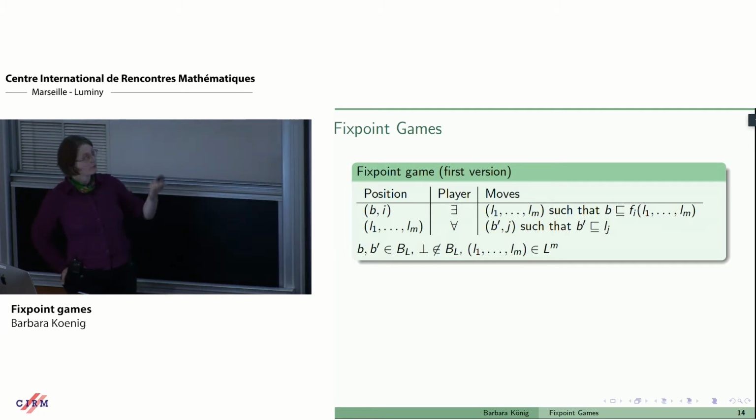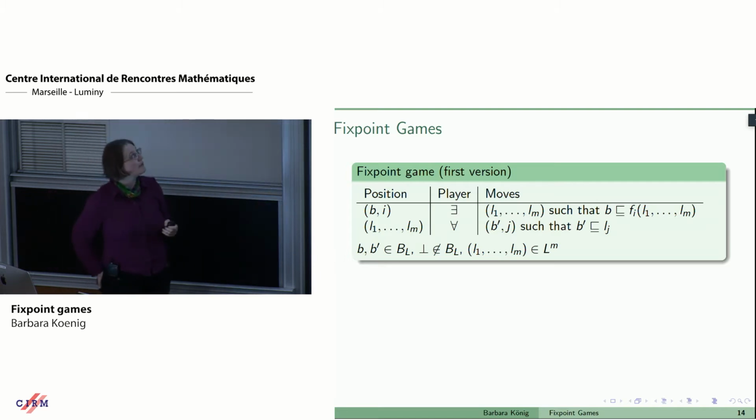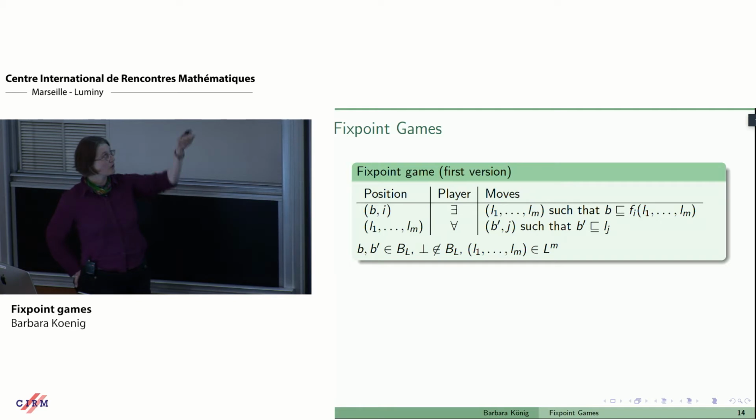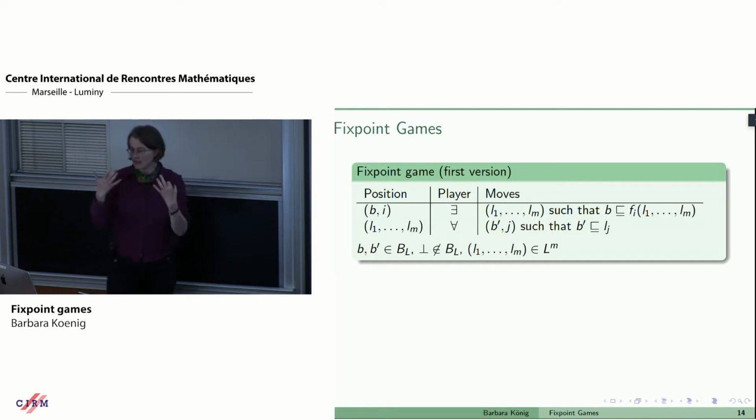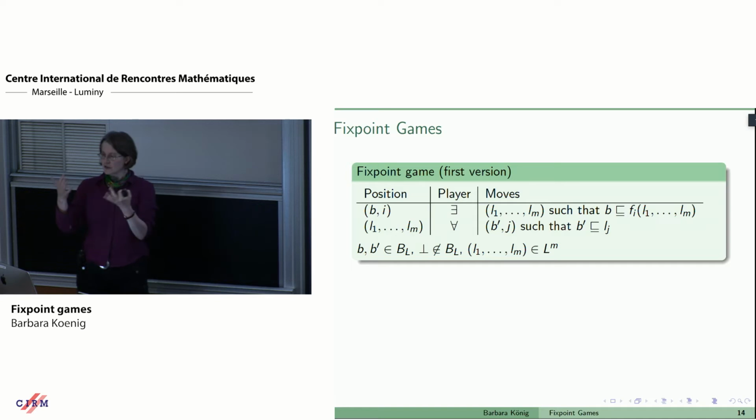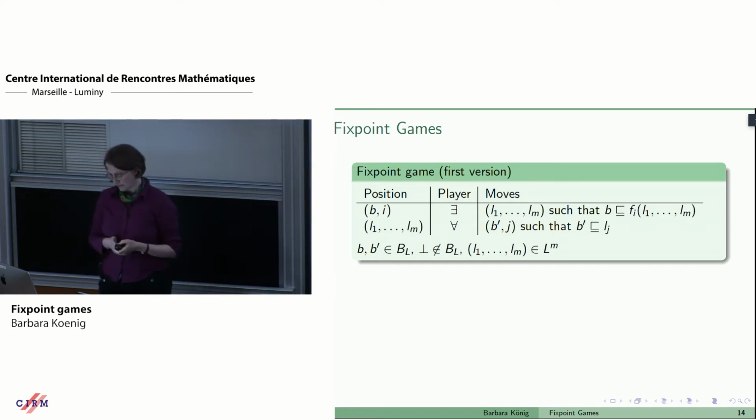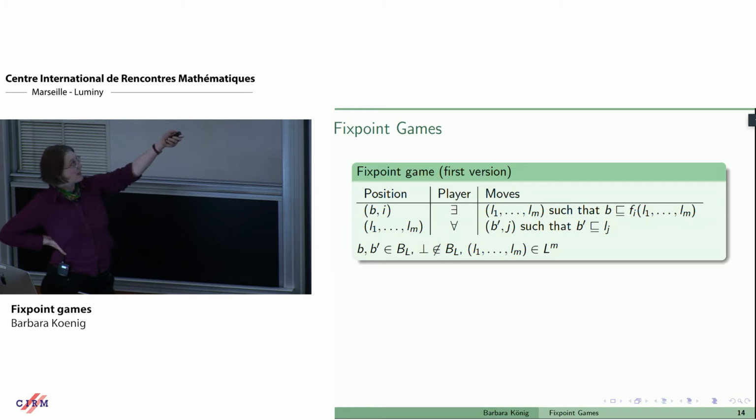And then, given this tuple, it's the turn of Adam. And what does Adam do? He chooses one of these components, j, and an element b prime, which is a basis element, which is below the jth component. And he challenges Eve and says, okay, please now tell me how to cover this with the function. The basis element should not be bottom, because if it is, Adam has lost.